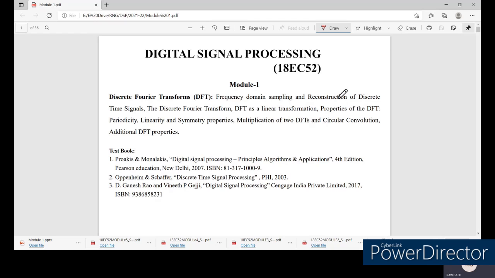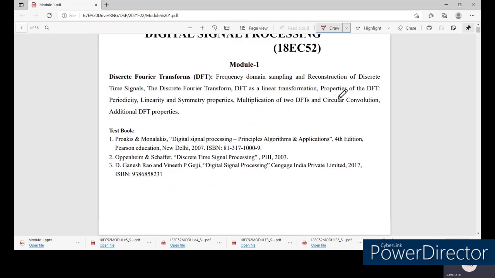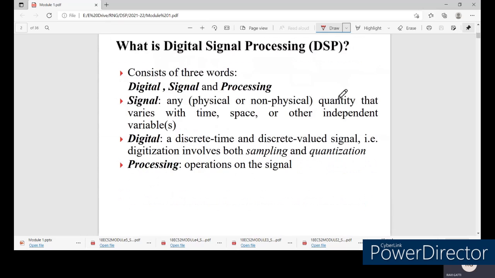Now let us look into what digital signal processing actually means. As the name suggests, we need to have three important aspects in digital signal processing. What are those? It consists of digital, signal, and processing. Basically, a signal is any physical quantity which varies with time, space, or other independent variables. Any source of useful information or person event of interest is also called a signal.